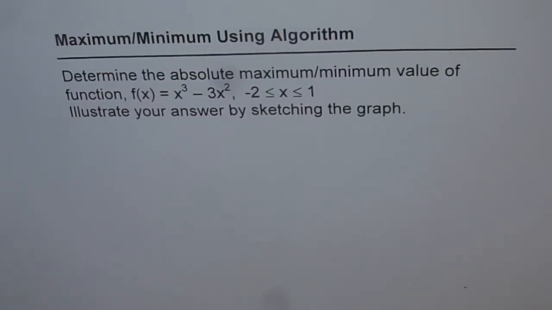Maximum minimum using algorithm. Determine the absolute maximum and minimum value of the function f of x equals x cubed minus 3x squared, where x is greater than or equal to minus 2 and less than or equal to 1. Illustrate your answer by sketching the graph. Now, let's understand a couple of things here.